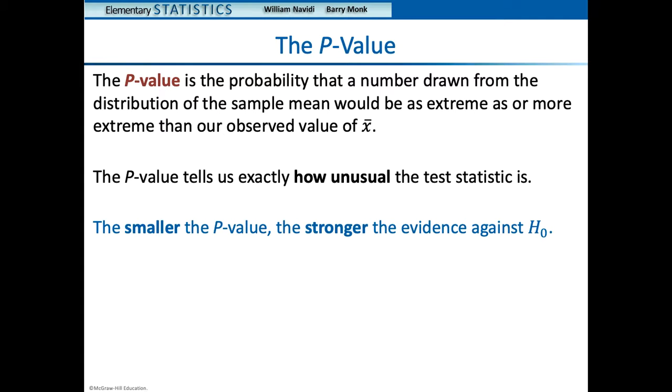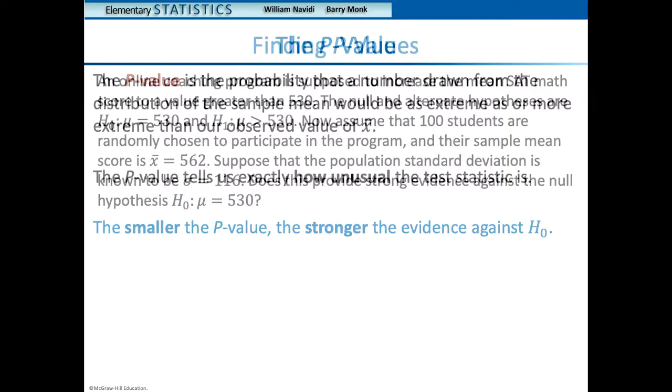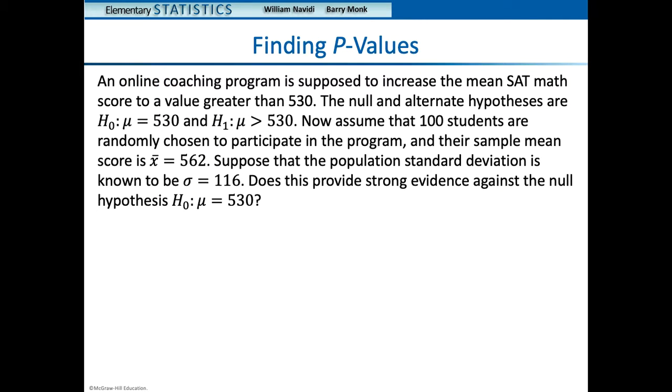This will become a little more apparent as we dive into it, what we mean by this. But essentially, a smaller p-value is stronger evidence against the null hypothesis. So if your p-value is small, you are more likely to reject the null hypothesis. If your p-value is larger, you are less likely to reject the null hypothesis. So let's explore this in a bit more detail by introducing an example right here.